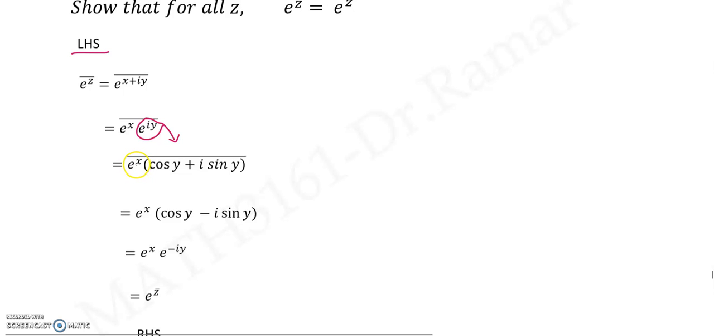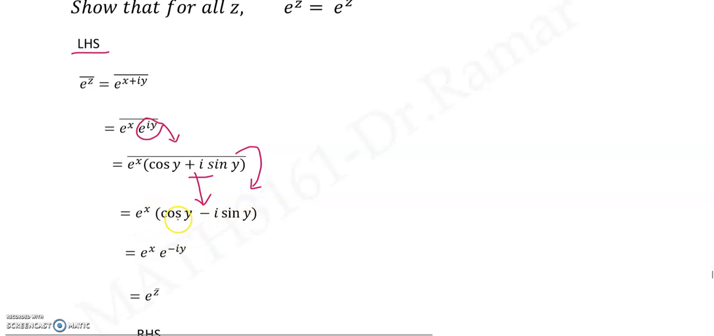Here there is no complex number, so write e power x as it is. Now here is the complex part, the imaginary part, so you have to change the sign. So cosine y minus i sin y, because here we have a bar, so we have to take the complex conjugate. That's why I changed the sign here. So e power x times cosine y minus i sin y.